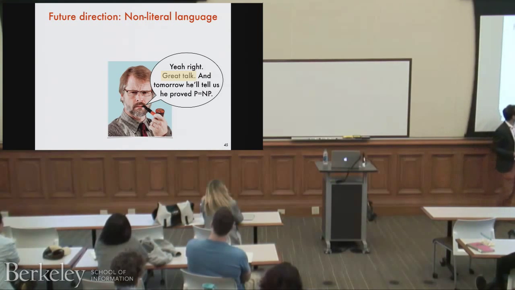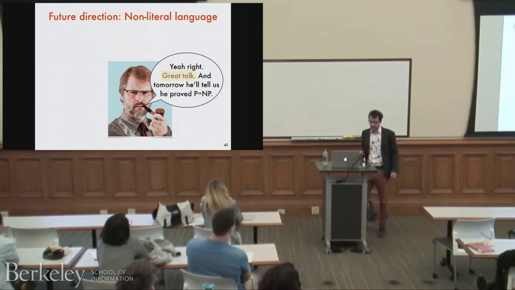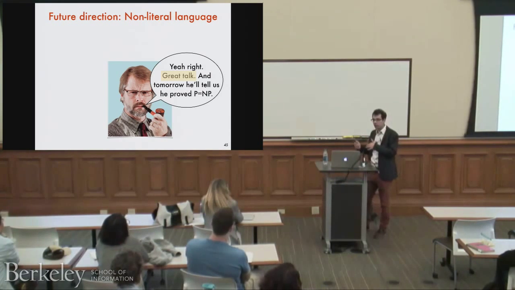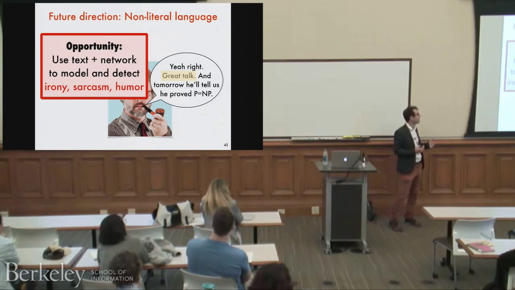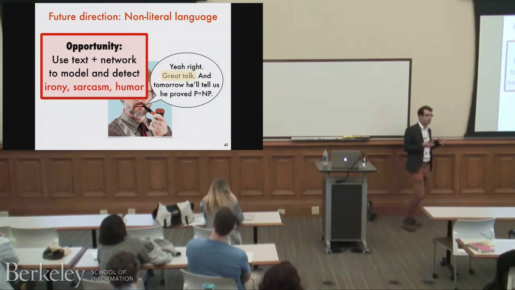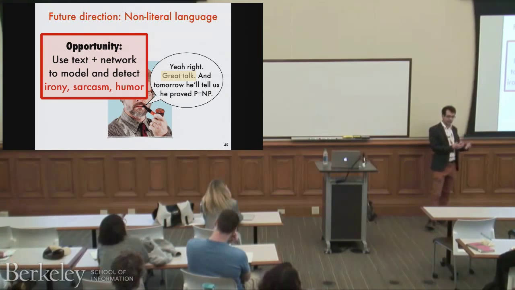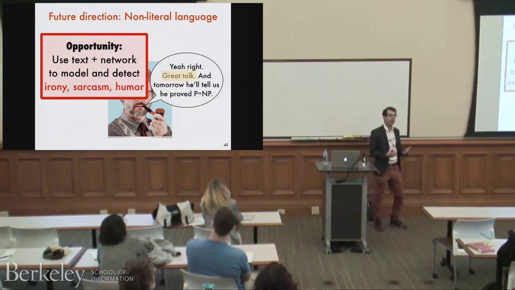For example, this guy says exactly the opposite of what he means. He says great talk, but he really means bad talk. So he's being sarcastic or ironic. And in the future, I want to build on the ideas that I presented earlier to use text and the network context together in order to model and detect non-literal language, such as irony, sarcasm, and humor. I think these will be really crucial components for smarter text mining applications that can recognize such ways of non-literal speaking, but also for truly intelligent user interfaces that really understand what a user wants.